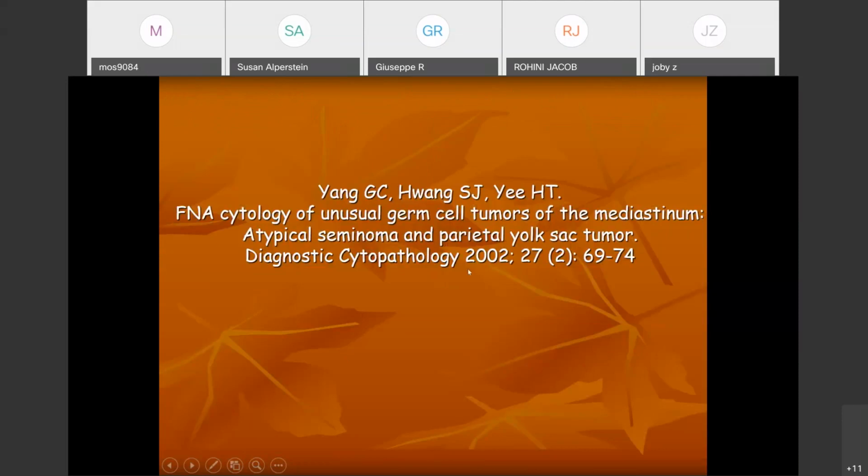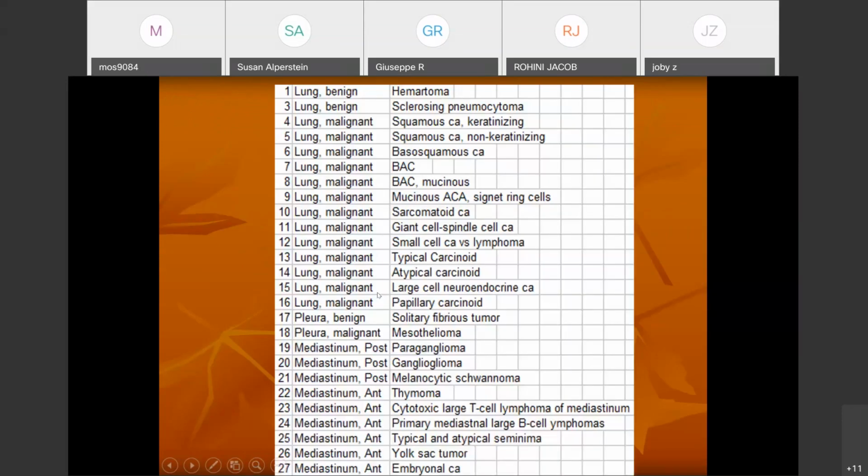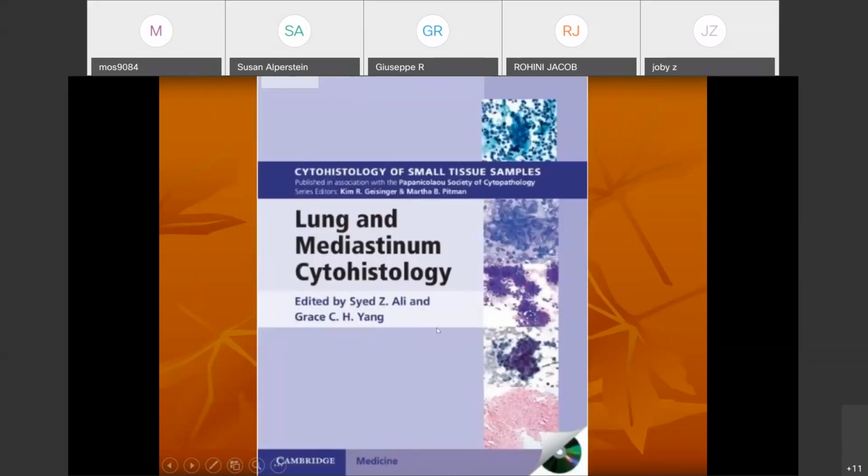So we share our experience. What I showed you are from hematoma all the way down to mediastinum FNA, just the most interesting cases I encountered that I'd like to share with you. And here's the book. Okay, that's it.